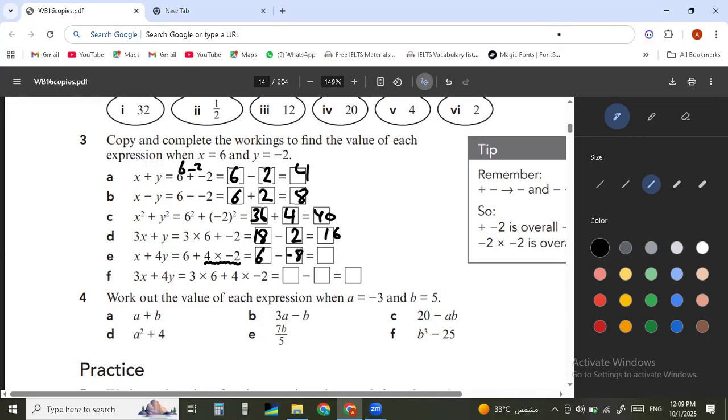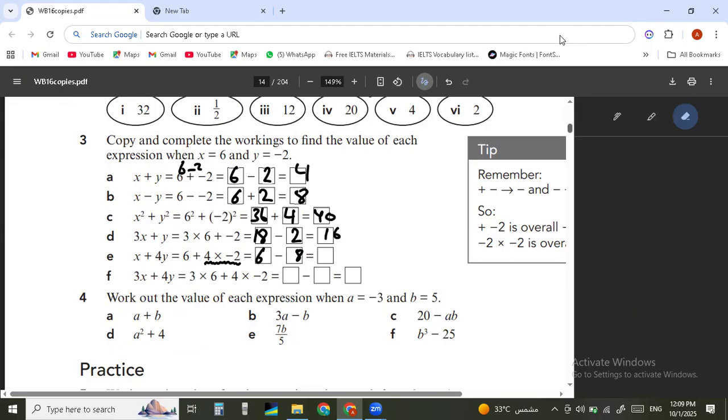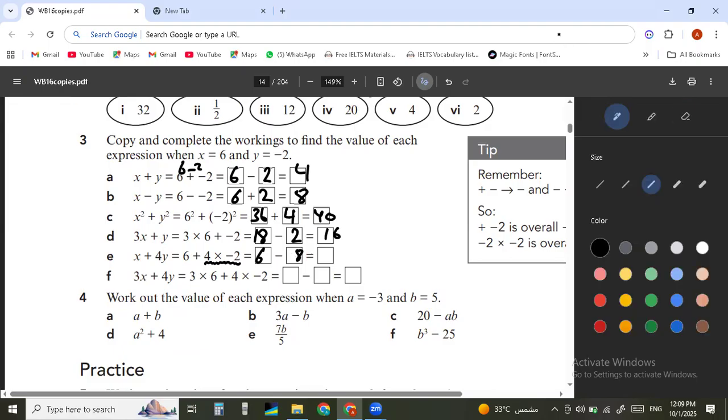And here I got 6 minus negative 8. 6 minus negative 8, which means 6 plus 8. One second, I think I lost concentration over here. It is 6 minus negative 8, which means 6 plus 8 in total, which is going to give us 14. Here, 3 times 6 is 18. And 4 times negative 2 is negative 8. But positive negative 8 is minus 8, which is 10.